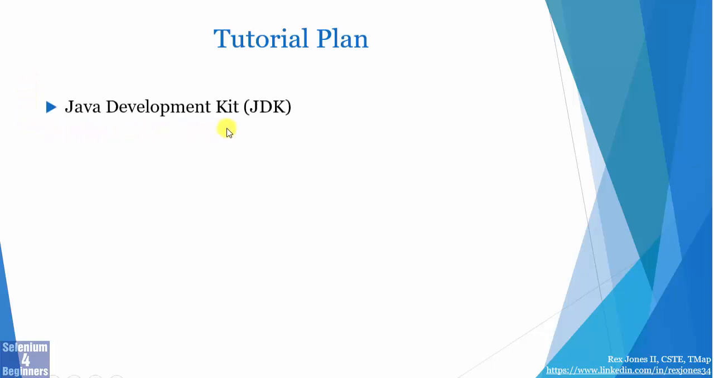The Java Development Kit JDK is required for developing and running programs in Java. Eclipse IDE will be used to compile and run our automation test scripts. IDE stands for Integrated Development Environment, which contains a code editor for writing our automation test scripts.